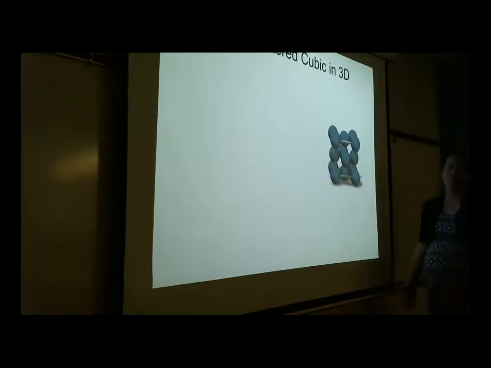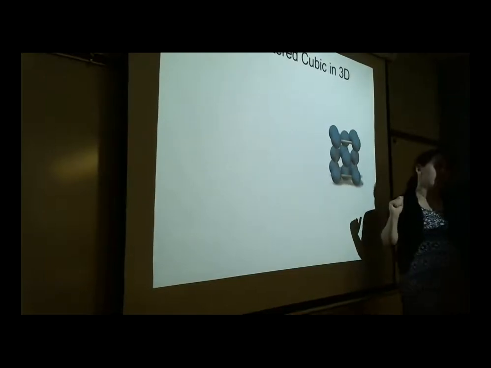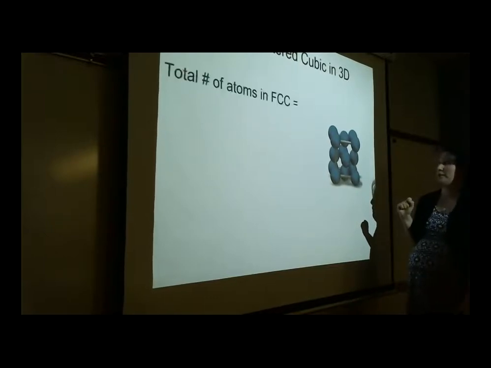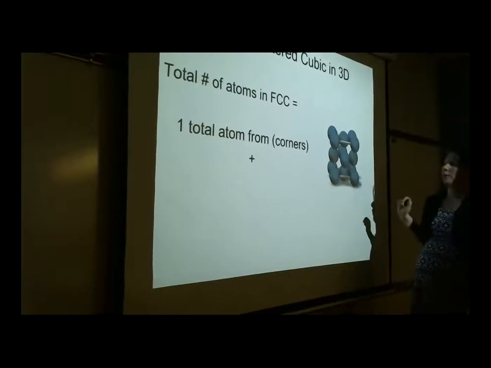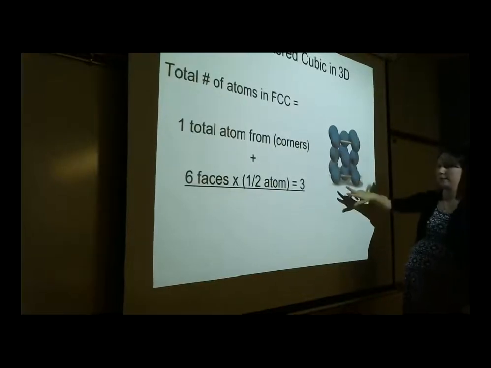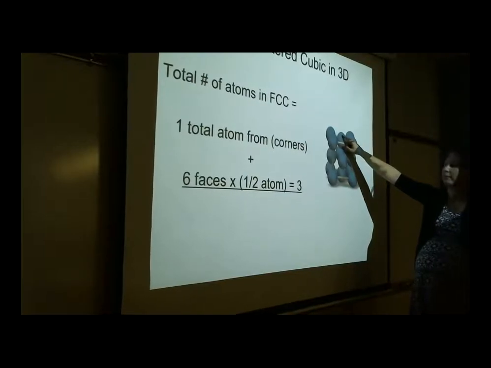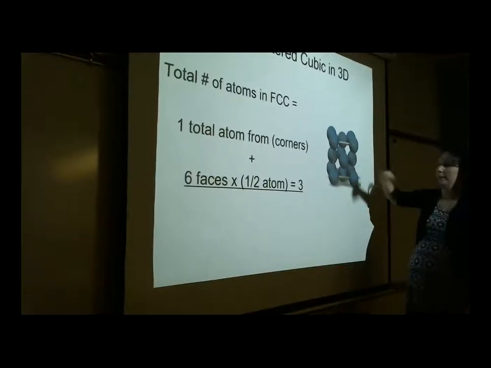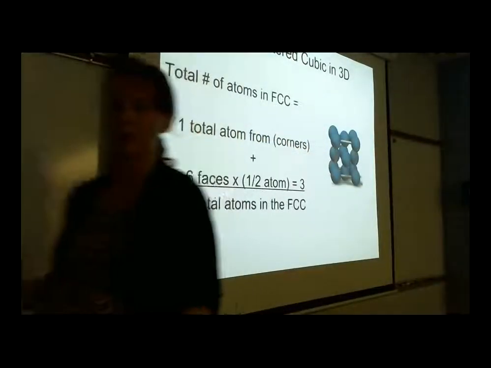So, how do we break this down? Let's talk about it. You've got 8 corners still. How many faces do you have on a cube? 6. 6 faces. Right? So you've got 1 net total from the corners, plus there are 6 faces, and each face is worth half. Right? Because this face is in this unit cell above it and this cell right here. That gives you a total of 4 in face-centered cubic.